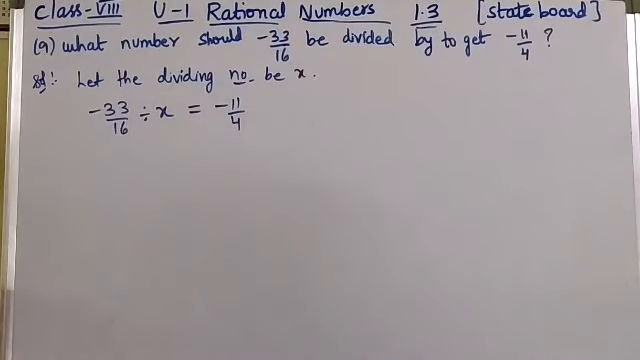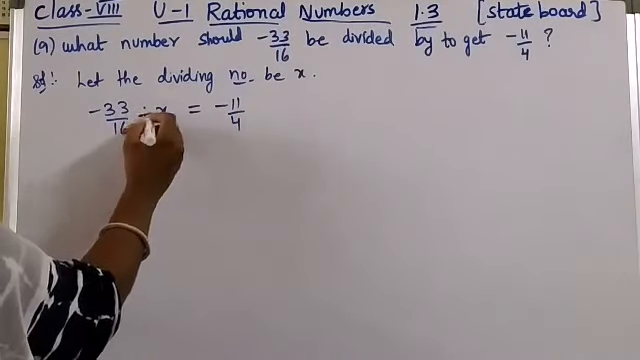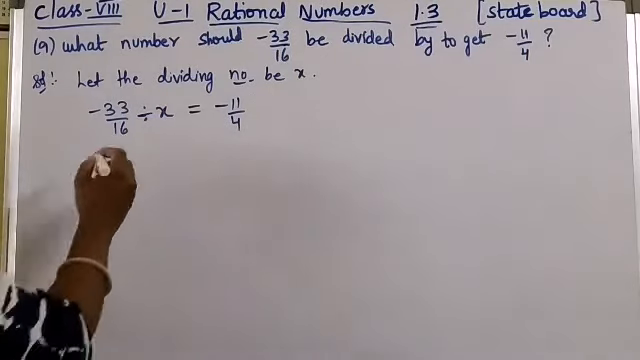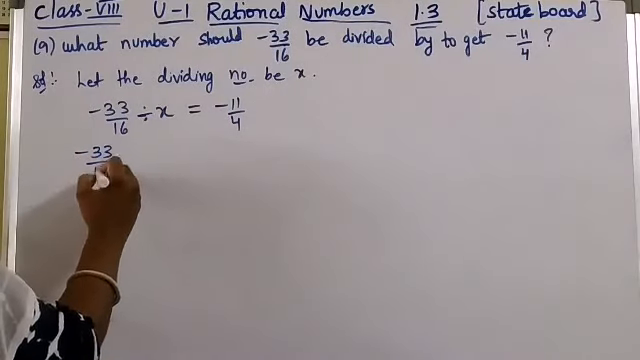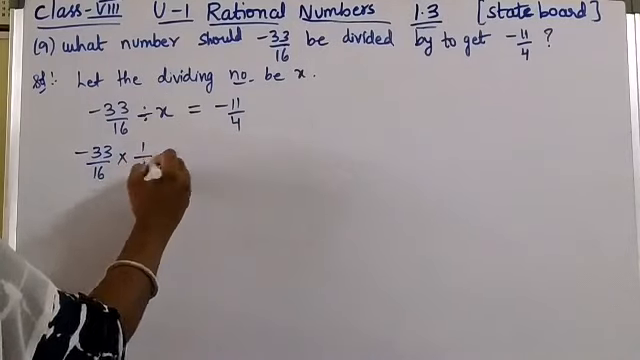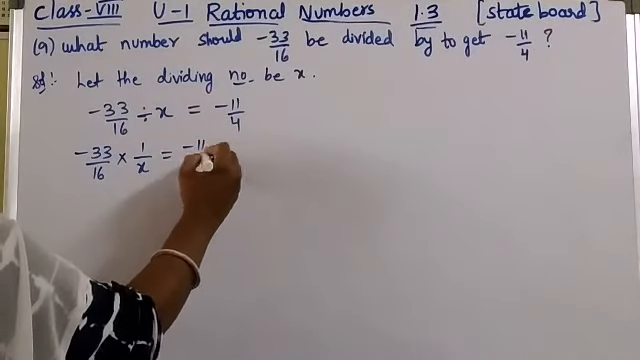Now coming to here, convert this division into multiplication. So minus 33 by 16 into 1 by x. The reciprocal of x is 1 by x, equal to minus 11 by 4.